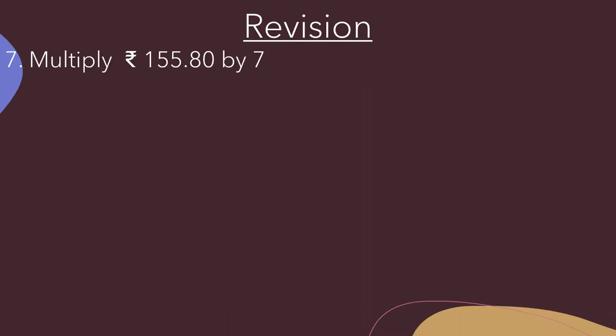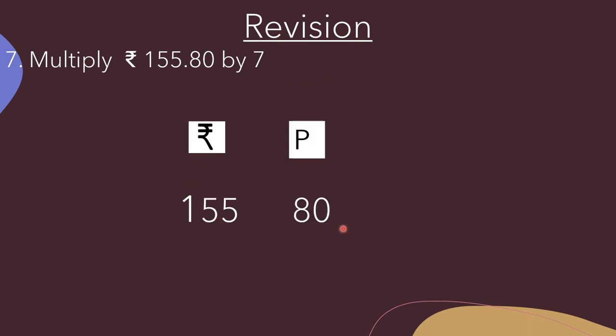Now question number 7. It is given multiply rupees 155.80 by 7. So first of all, we will arrange it in columns. Now we will write 155 rupees 80 paise. Now we have to multiply it by 7. So let's start from our right hand side. So 7 multiplied by 0, that is equal to 0. 7 multiplied by 8, that is equal to 56. So here we will write 6 and 5 will be carry over. Now 7 multiplied by 5, that is equal to 35. Now 35 plus 5, that is equal to 40. So here we will write 0 and 4 will be carry over.